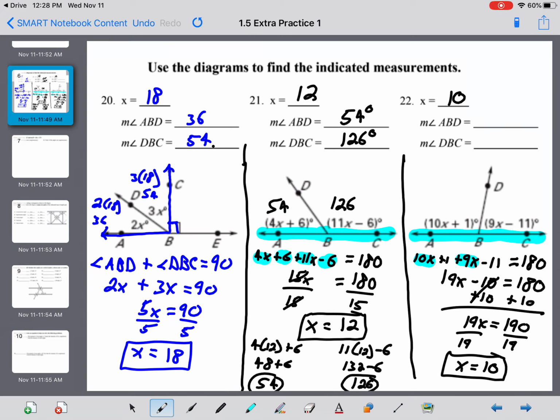So for angle ABD, we have 10 times 10 plus 1. Well, 10 times 10 is 100, plus 1 makes 101. So ABD is 101 degrees. Here we have 9 times 10 minus 11, which is 90, minus 11, which makes 79.